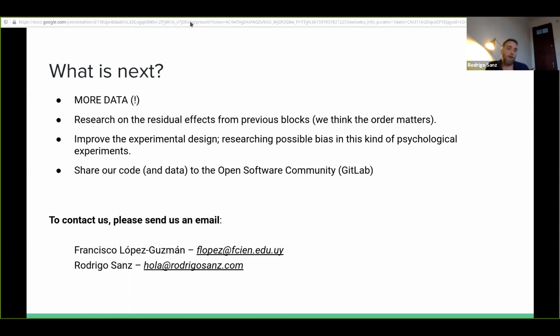We also want to improve the experimental design. Discussing with the subjects, we found that there are some biases in this kind of psychological experiment, because the same image doesn't impact every subject in the same way. So we think we have to improve the experimental design. And of course, we want to share our code and the data with the open software community. We are going to upload it to GitLab, freely available.